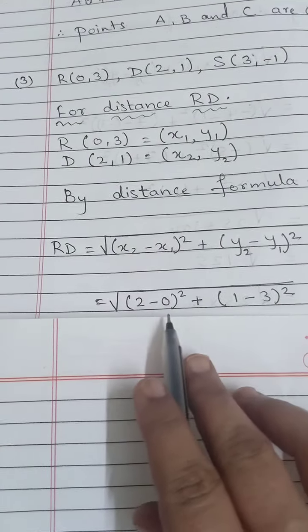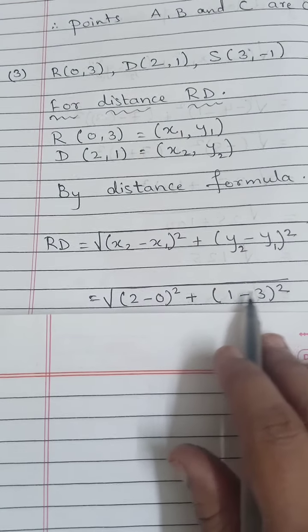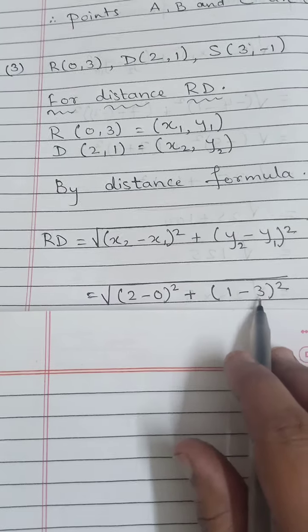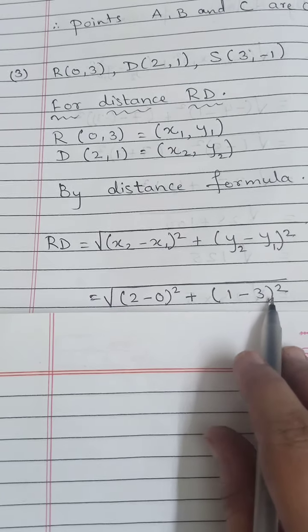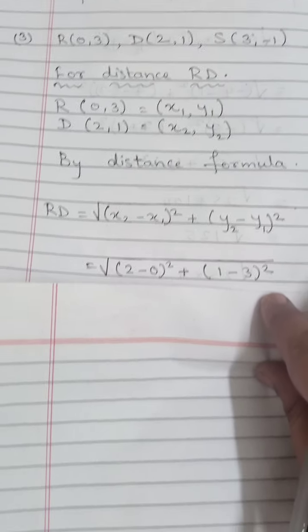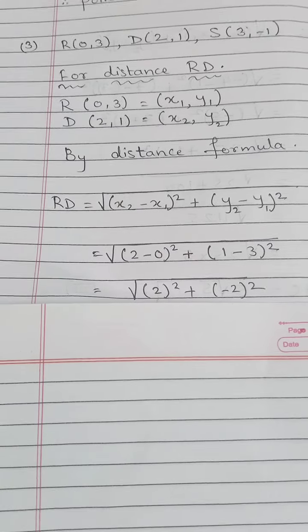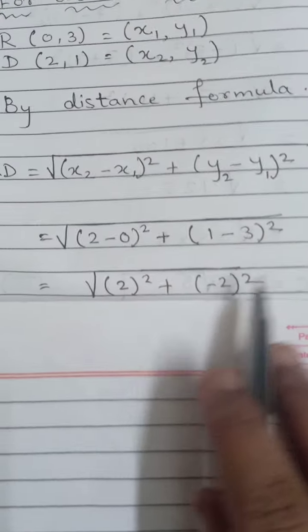Now 2 minus 0 will be 2, so it will be 2 square. Then plus, minus minus, 3 minus 1 will be 2. But the greater number's sign is minus, so it will be minus 2. So the first bracket is 2, the second bracket is minus 2. So we have got here 2 square plus minus 2 square.